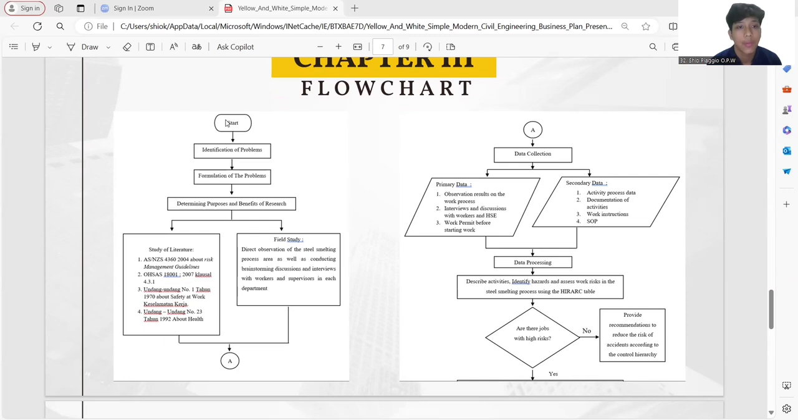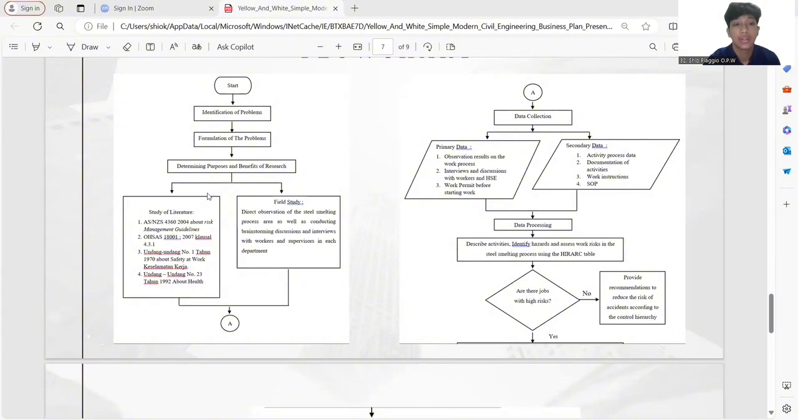Next, identification of the problem, formulation of the problem, and determining the purpose and benefit of the research, divided into two. First one, study of literature, where we use the Indonesian national standard, OHSAS, and Law No. 1 of 1970 and Law No. 23 of 1992. And the field study, we did observation, brainstorming, and discussion with the supervisor or the workers in the department. Next, data collection.